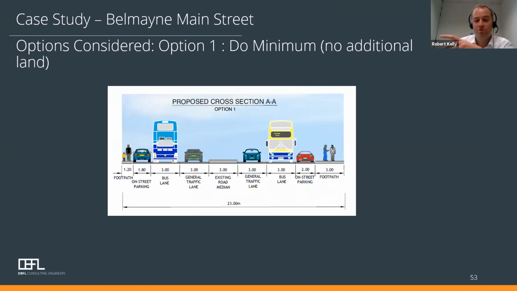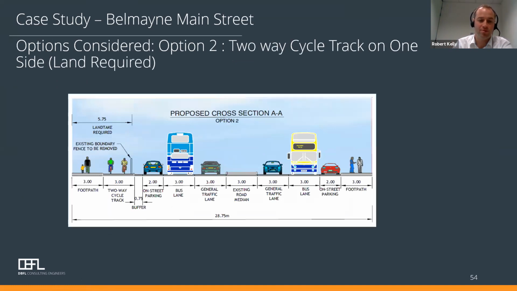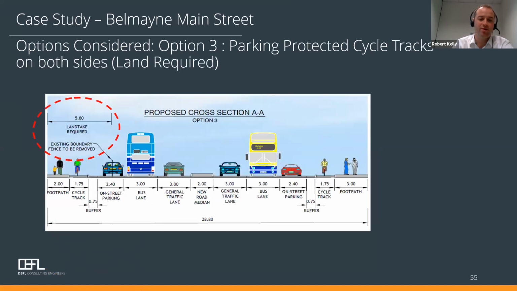We looked at 3 options essentially. The first was the do minimum, where we just stick with what we have and don't provide any facilities for cyclists. The second option was to provide a 2-way cycle facility on one side of the road, which will require a lot more land take and a lot more cost, because the whole street would generally have to be reconstructed. The third, a variant on that, was a parking-protected cycle track on either side along the entire length of the scheme.